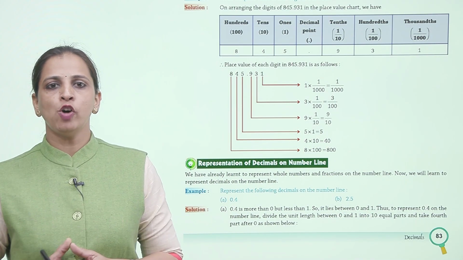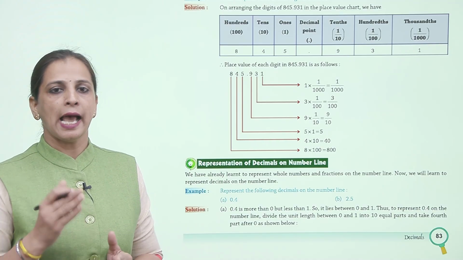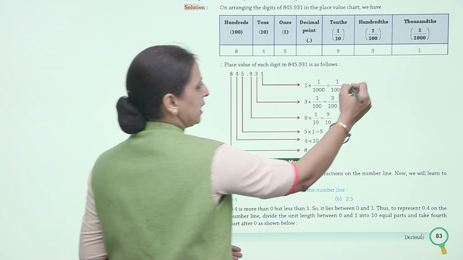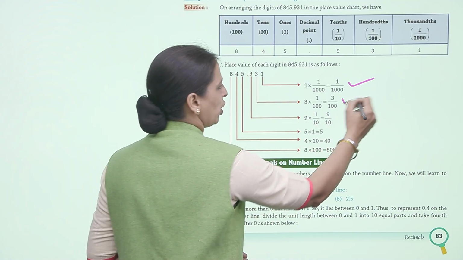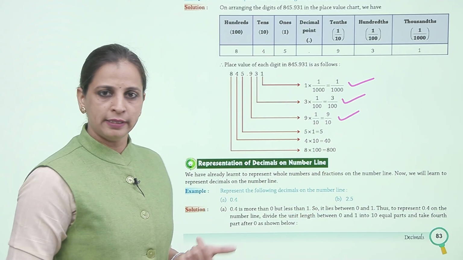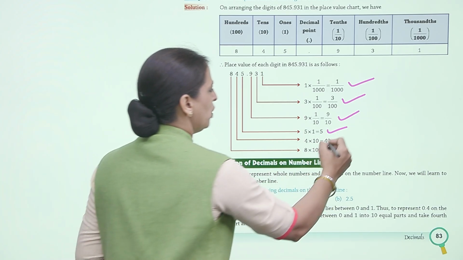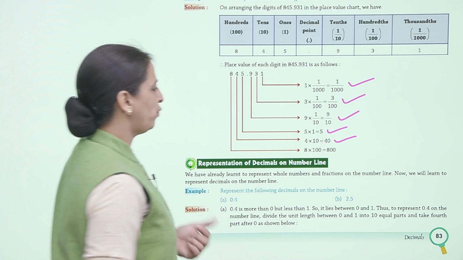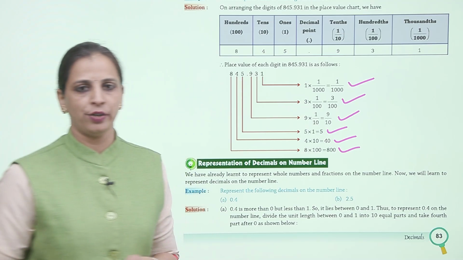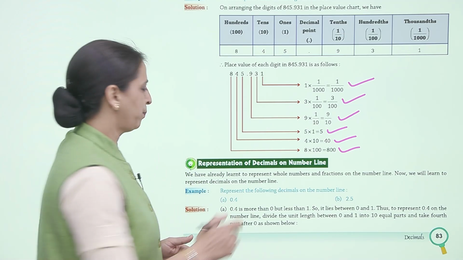Now the place value of each digit in 845.931 is as follows. First, 1 is 1 upon 1000, 3 is 3 upon 100, 9 is 9 upon 10, at the tenths place. Then 5 into 1 is 5, 4 at the tenth place, 4 into 10 is 40, 8 into 100 is 800. Now next is representation of decimal on number line.